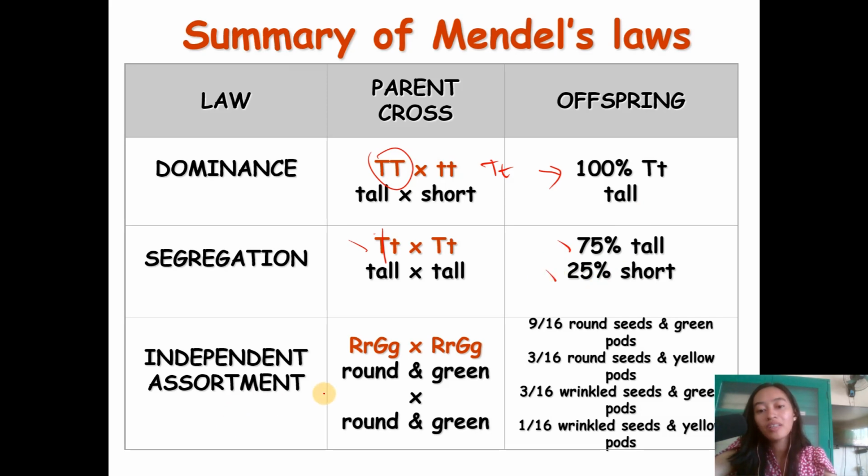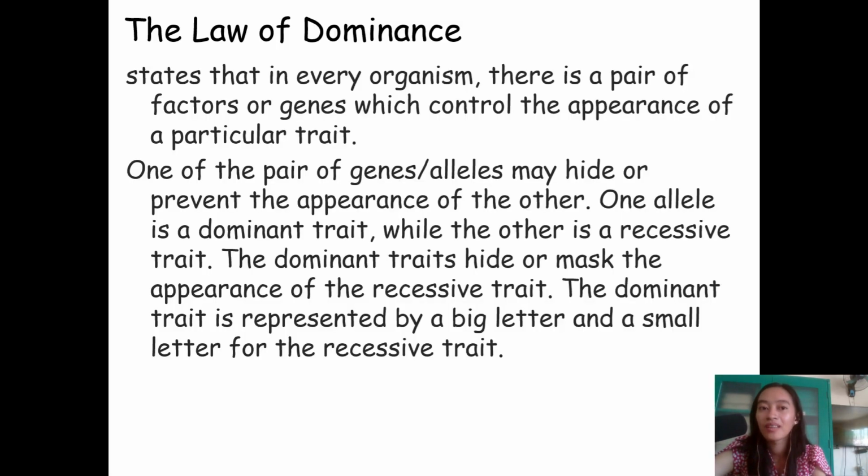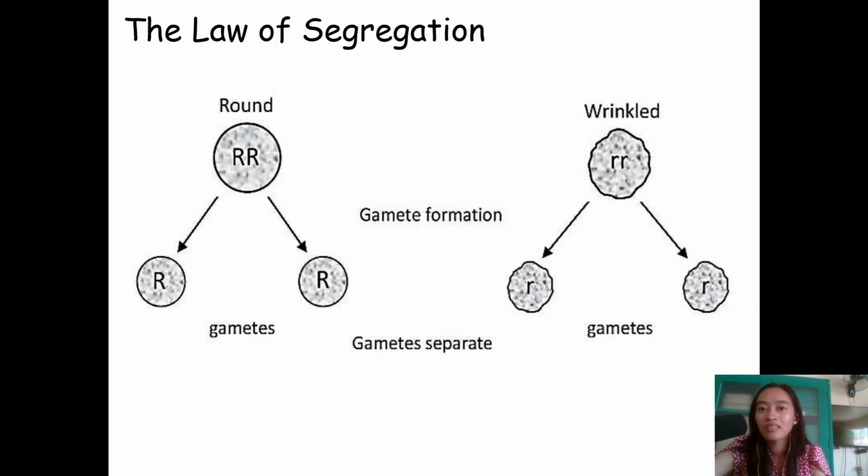In independent assortment, if you combine two or more traits, for example this is for shape, this one is for color, they go together in a way, but they follow separate rules. They do not mix, so let me clarify. In independent assortment, the traits do not mix, which we will see in dihybrid crosses. Law of dominance, law of segregation.